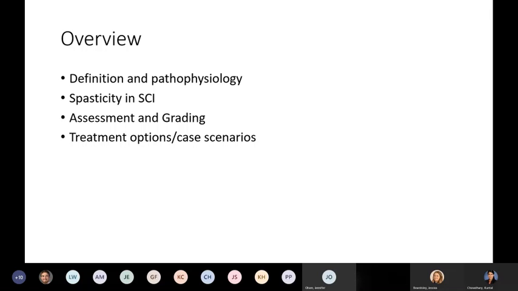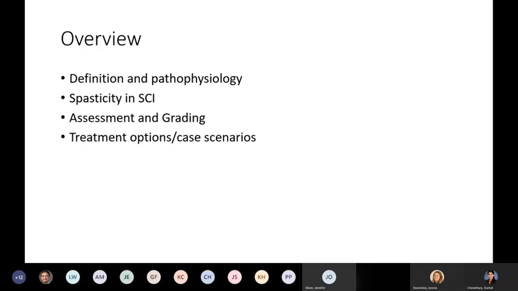So what I thought we would do is I'll do a quick overview of the basics of definitions and physiology of muscle contraction, pathophys of spasticity, a little bit of extra information on some unique characteristics of spasticity in the spinal cord injury population, overview of assessment and grading, and then use some case scenarios to highlight different treatment options.